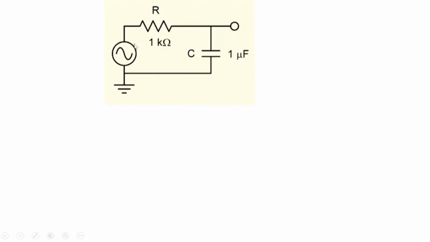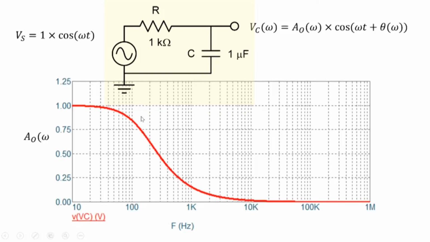So for example, take this RC circuit that we have been talking about, and say our interest is in the output voltage, the voltage across the capacitor. To understand this circuit, we excite it using a sinusoid with amplitude 1, 1 cos omega t, and then study the output as a function of omega. Right now I'm not deriving it, but I'm showing you what the output is going to be: A0 as a function of omega. Note that omega is 2 pi f.